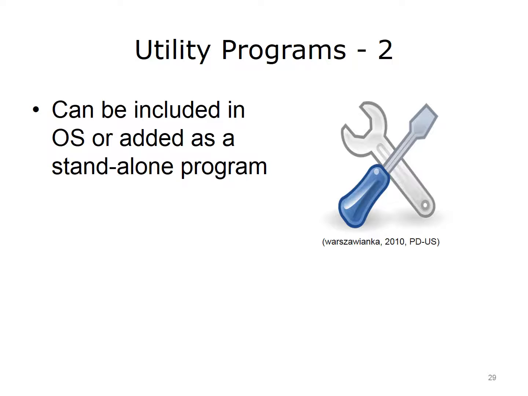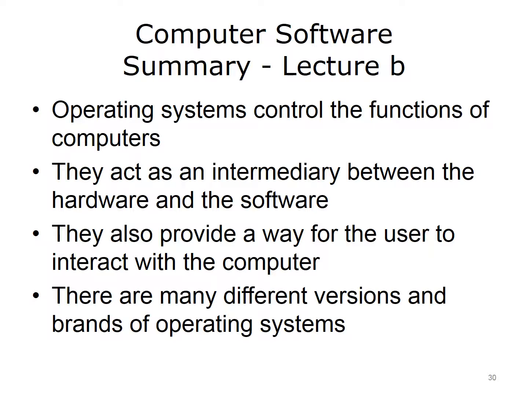These utility programs may come with the installation of the OS, or may need to be installed later. Also, some experts consider utility programs to be part of the OS, while others do not. In any case, the OS and the utility programs work together to make computers usable. This concludes Lecture B of the Unit on Computer Software.